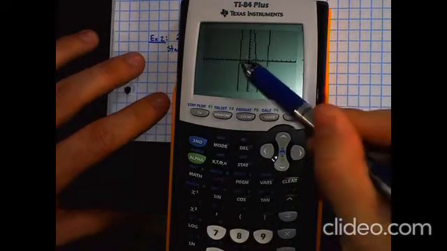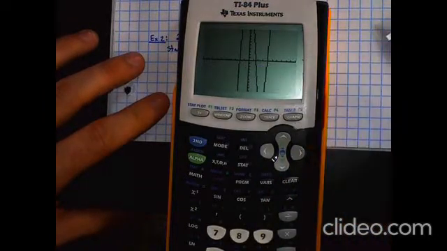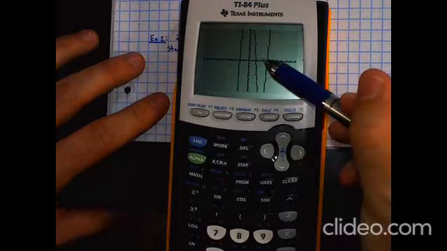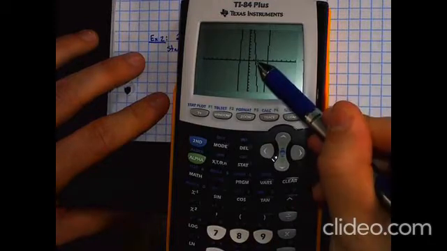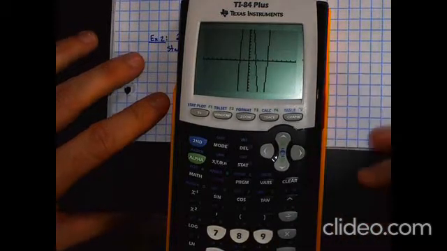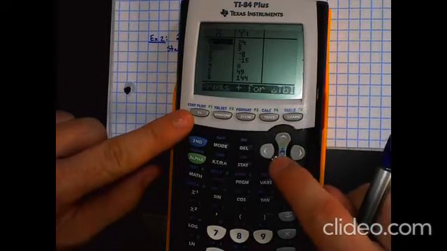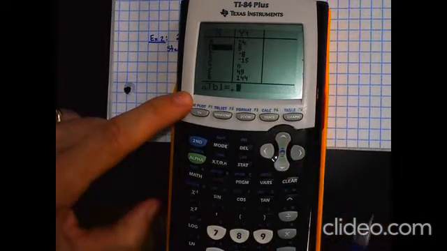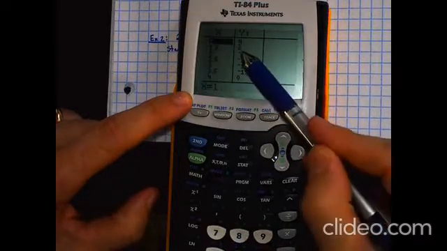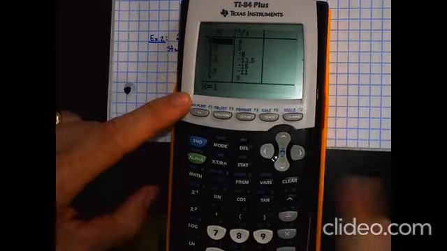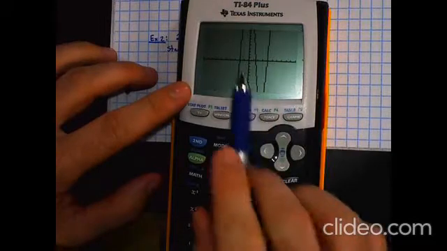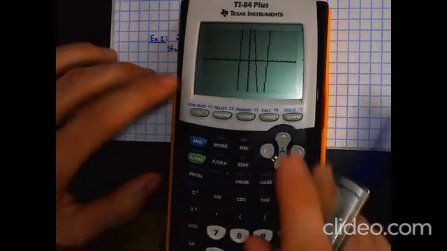So we know we're definitely hitting at negative 2. We're hitting at 4. And it looks like I'm hitting at 1.5 or 3/2, and I'm going to use my table to figure that out. So 1.5, I want to start counting by 0.5s there, and we do get a 0 at 1.5. So that was negative 2, 1.5, and 4.